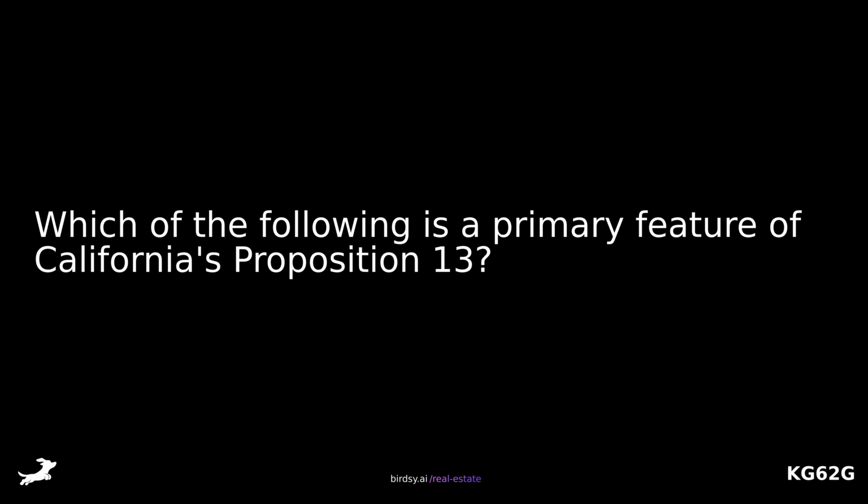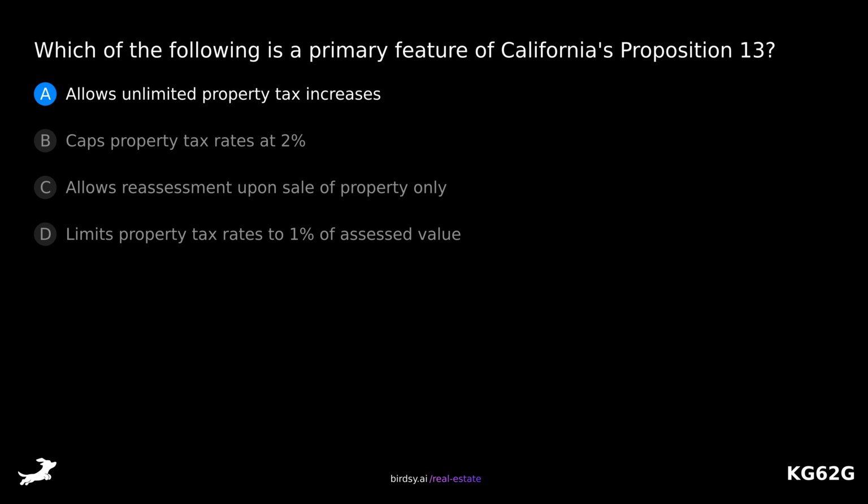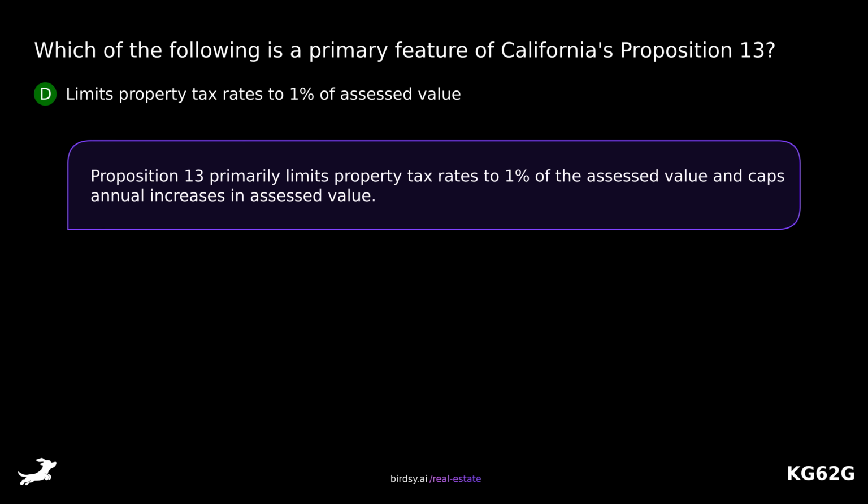Which of the following is a primary feature of California's Proposition 13? Is it A, allows unlimited property tax increases, B, caps property tax rates at 2%, C, allows reassessment upon sale of property only, or D, limits property tax rates to 1% of assessed value? The answer is D, limits property tax rates to 1% of assessed value. Proposition 13 primarily limits property tax rates to 1% of the assessed value and caps annual increases in assessed value.